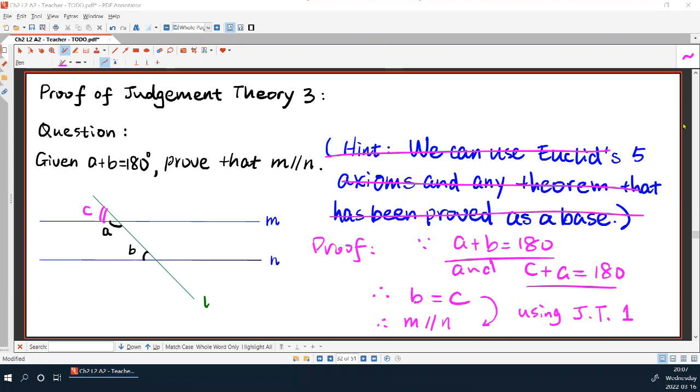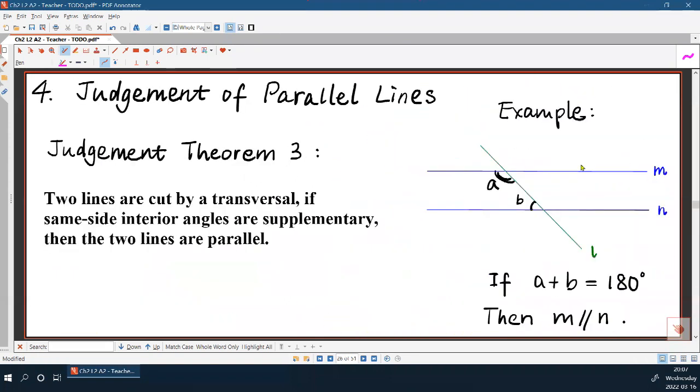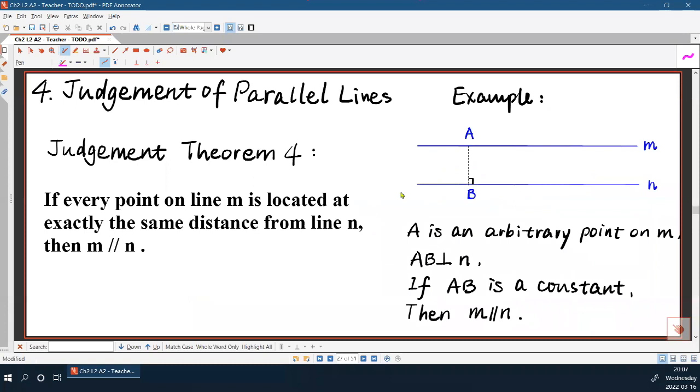All right, then do not forget we have Judgment Theorem 4, right? Again, I'll not give you a very strict proof here. I'll just illustrate why this theorem is also correct. This theorem states that if every point on line M is located at exactly the same distance from line N, then M is parallel to N.